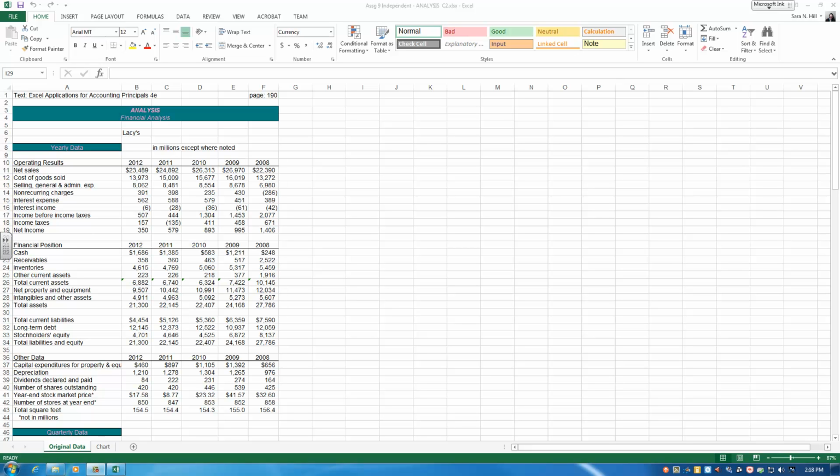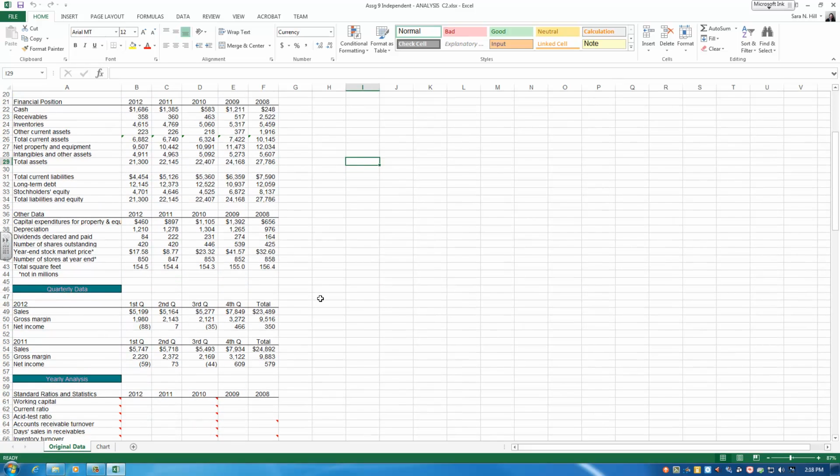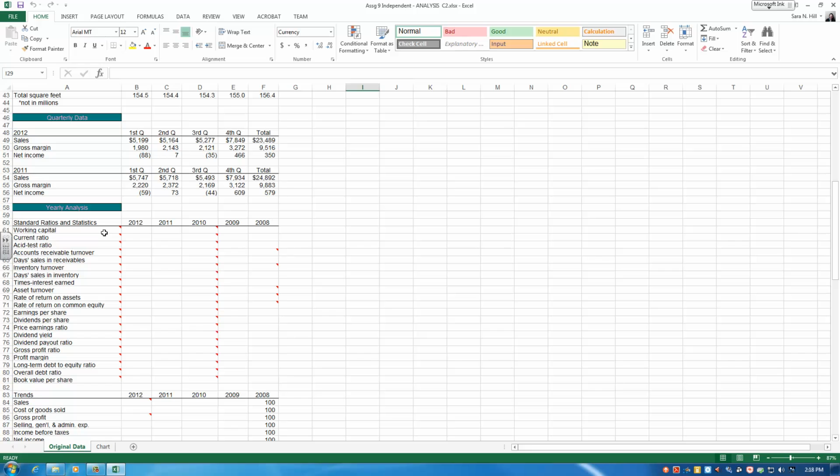spreadsheet. In this assignment, you're going to be looking at Lacey's financial data and calculating all sorts of financial ratios and displaying trends. To keep you going, I've actually provided for you a lot of the formulas, which are all ratios that you probably went over in your different accounting classes so far.